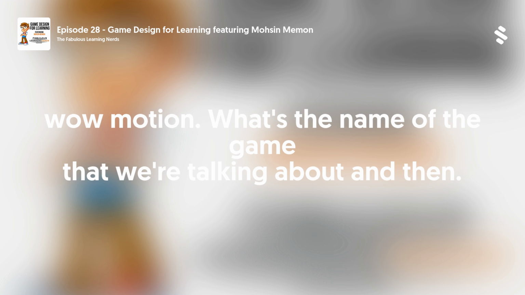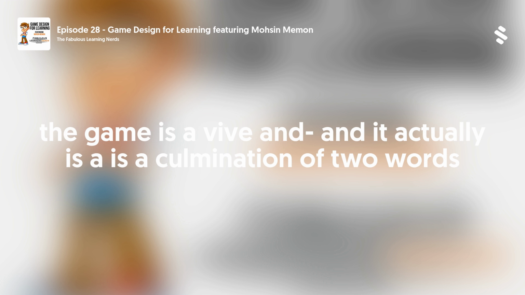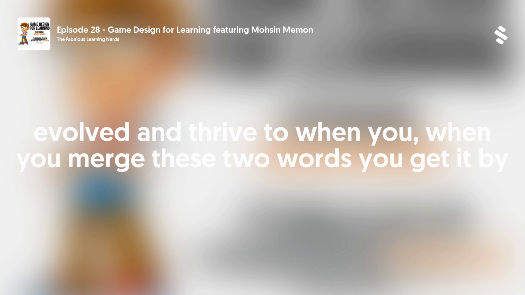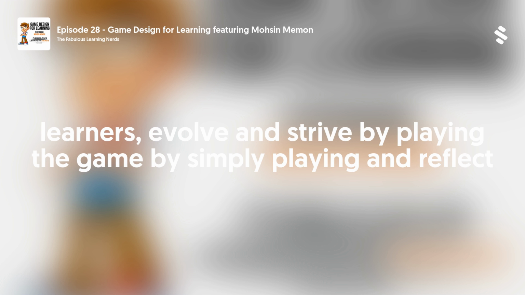Wow. Mohsin, what's the name of the game that we're talking about? And then, secondly, what were your objectives when you designed it? Sure. The name of the game is Evive, and it actually is a culmination of two words, evolve and thrive. So when you merge these two words, you get Evive, and that's where we got the name from, because we believe the game helps learners evolve and thrive by playing the game, by simply playing and reflecting.